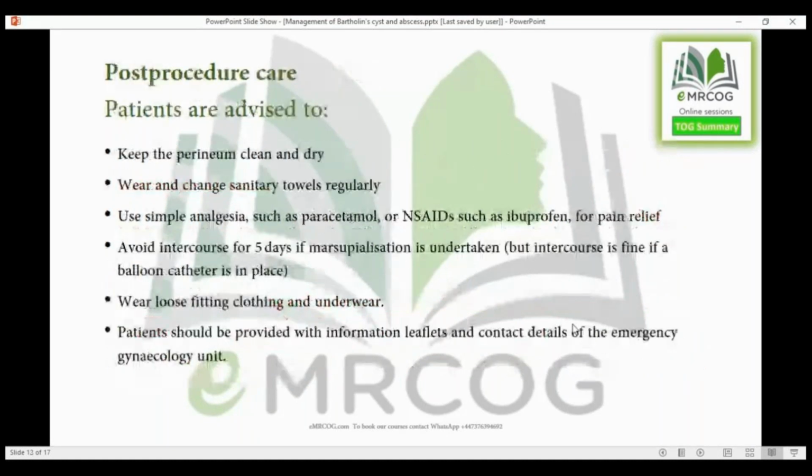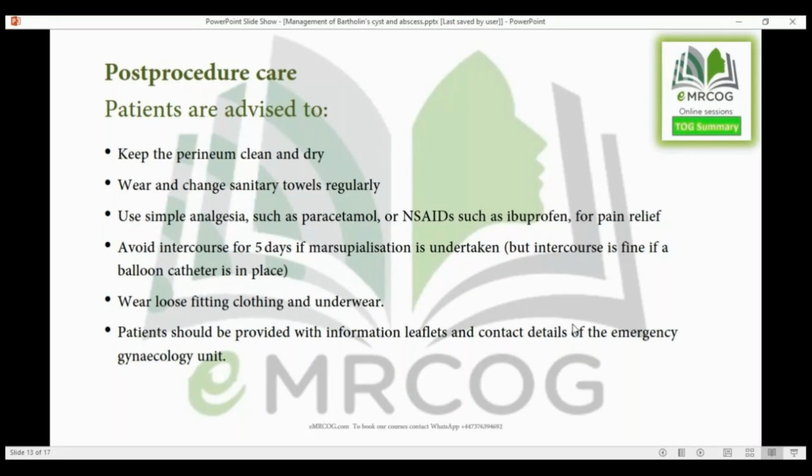Okay, what about the post-procedure care? I think you all know it. It's simple analgesia. You should keep the perineum clean and dry. Please wear and change the sanitary towels regularly. Avoid intercourse for 5 days if marsupialization is undertaken. Wear loose-fitting clothes and underwear.